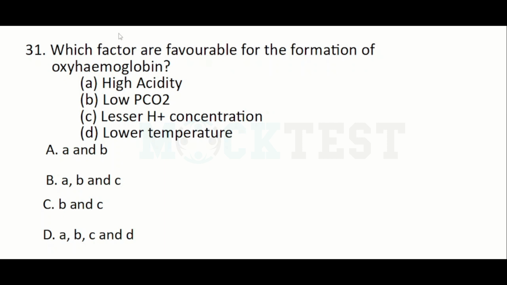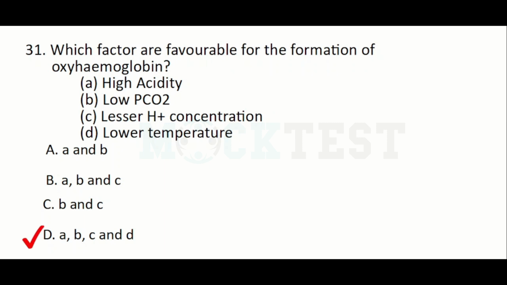Which factors are favorable for the formation of oxyhemoglobin? A. High acidity. B. Low PCO2. C. Lesser H plus concentration. D. Lower temperature. Option A: A and B. Option B: A, B and C. Option C: B and C. Option D: A, B, C and D. Answer: option D, A, B, C and D.